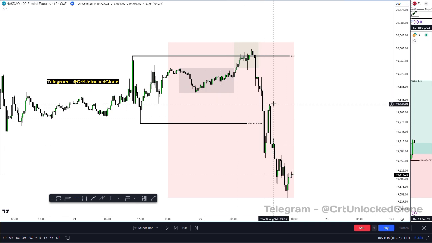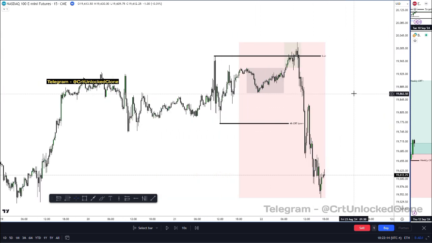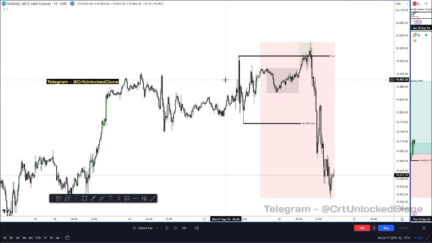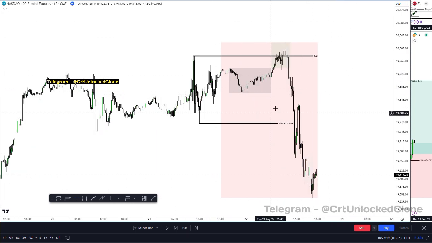This right here could have been another entry to get short. However, looking at 9 a.m. here, you can see price rejected the highs during the 9 a.m. hour. This was actually 9:30. And you could have entered within the next candle, tapping into an order block. Very straightforward. It does not get any clearer than this.